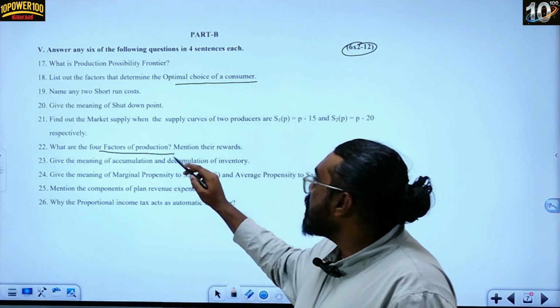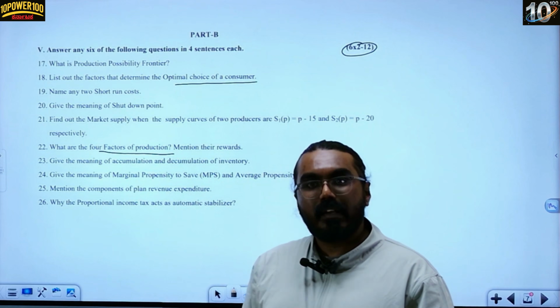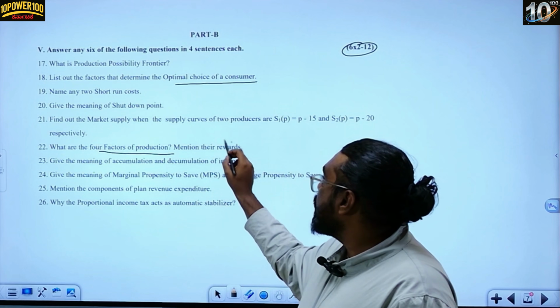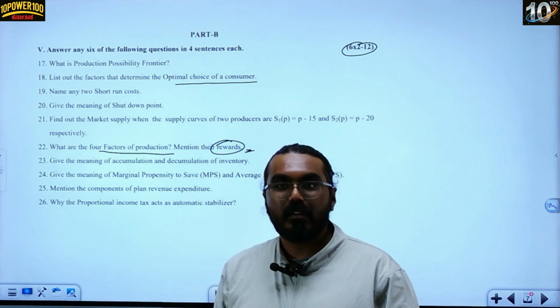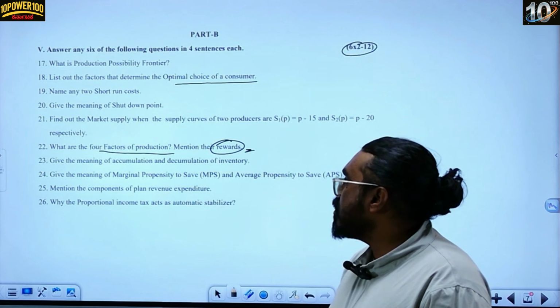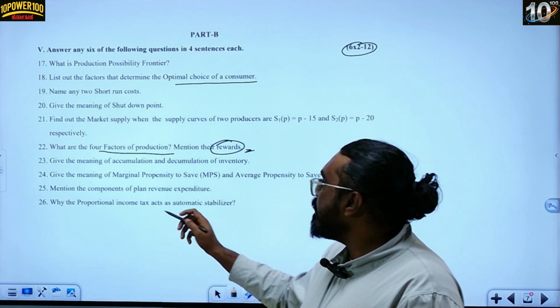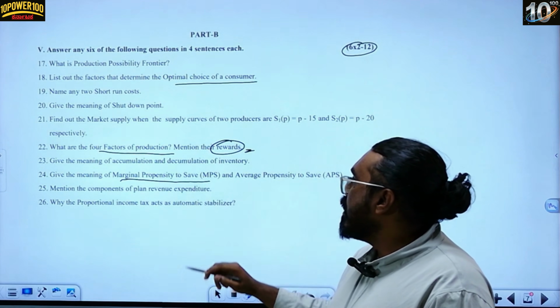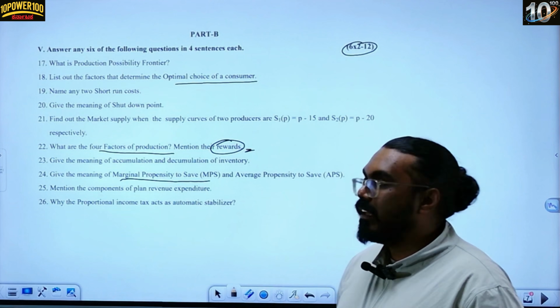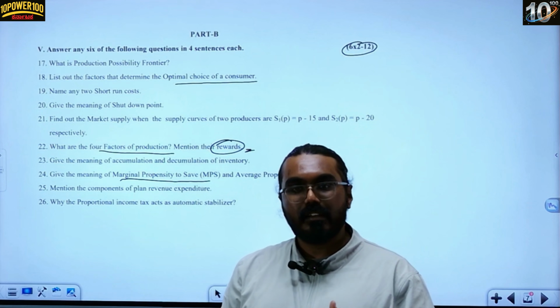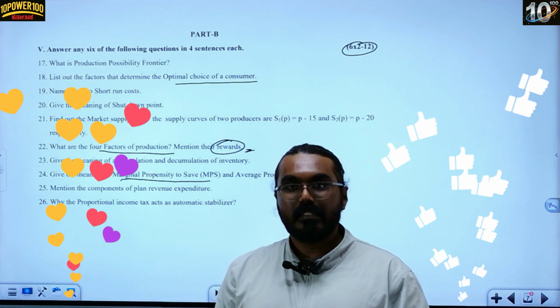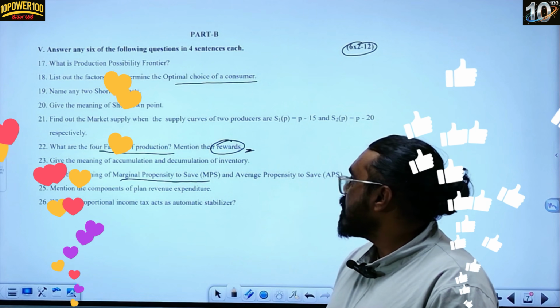4 factors of production, very simple answer, but they are there, and they also ask to mention their rewards. This is a repeated question that keeps coming several years, right? So keep that in mind. Then you have MPS, marginal propensity to save. These are all key things in these lessons, right? So question number 24 again is from the income and employment lesson, right? So those questions are important.